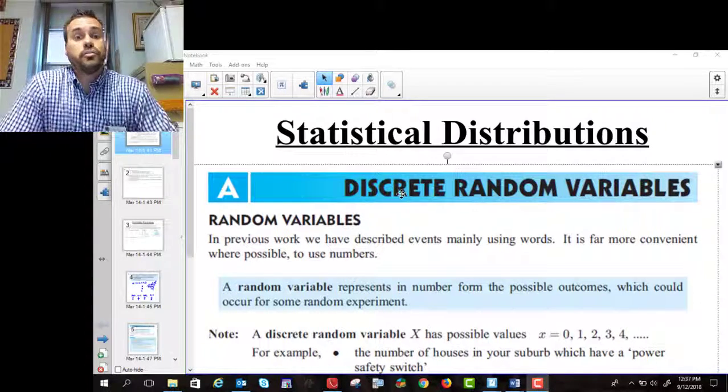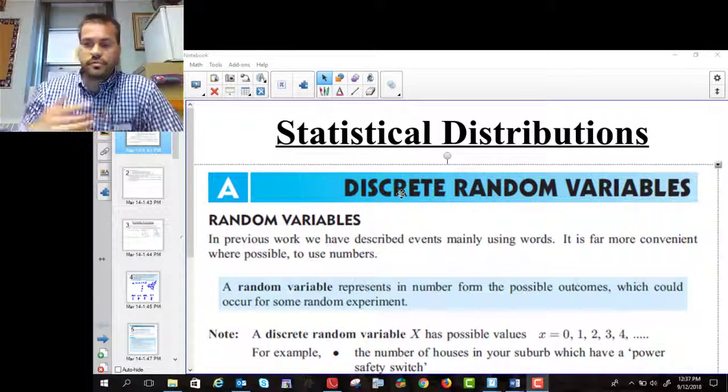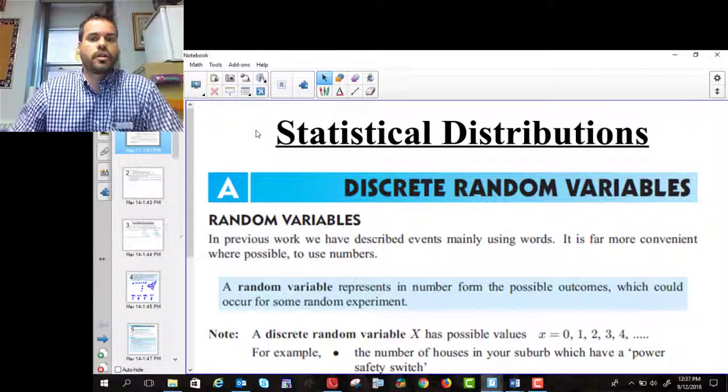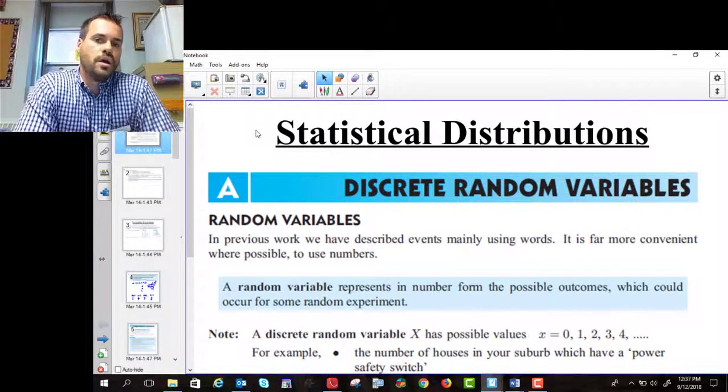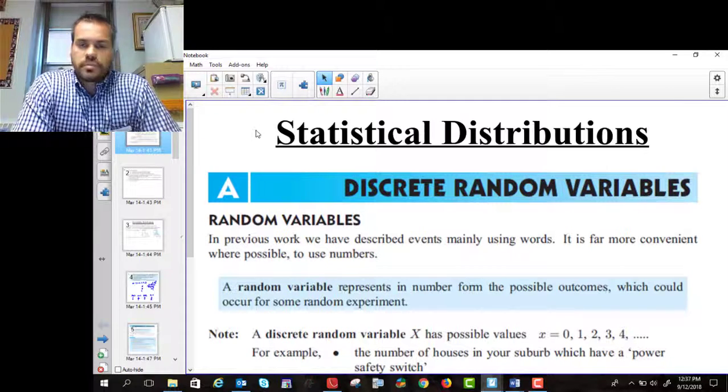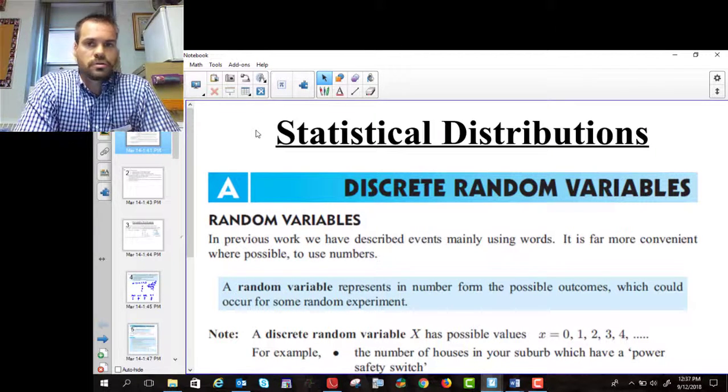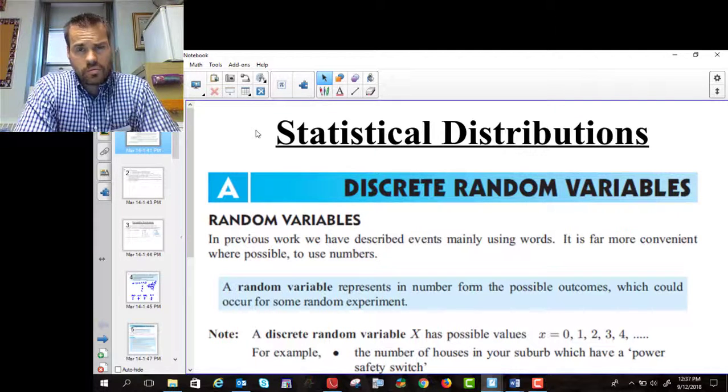Okay, so we are going to begin talking about statistical distribution. So we've talked about all the descriptive statistics. We know how to find the mean, the median, and the mode. We know how to do histograms, box and whisker plots, and cumulative frequency graphs, and all those things. So now we're going to talk about probability that's associated with statistics.